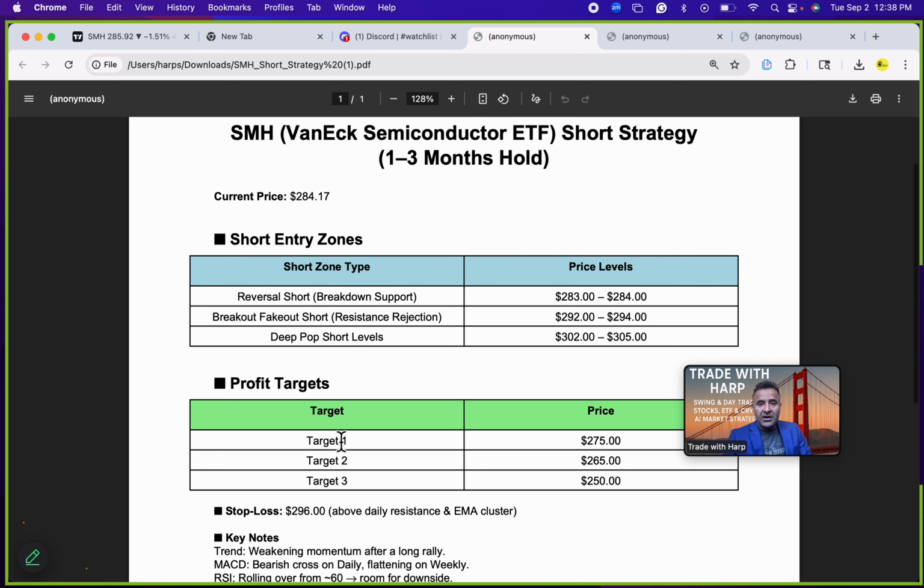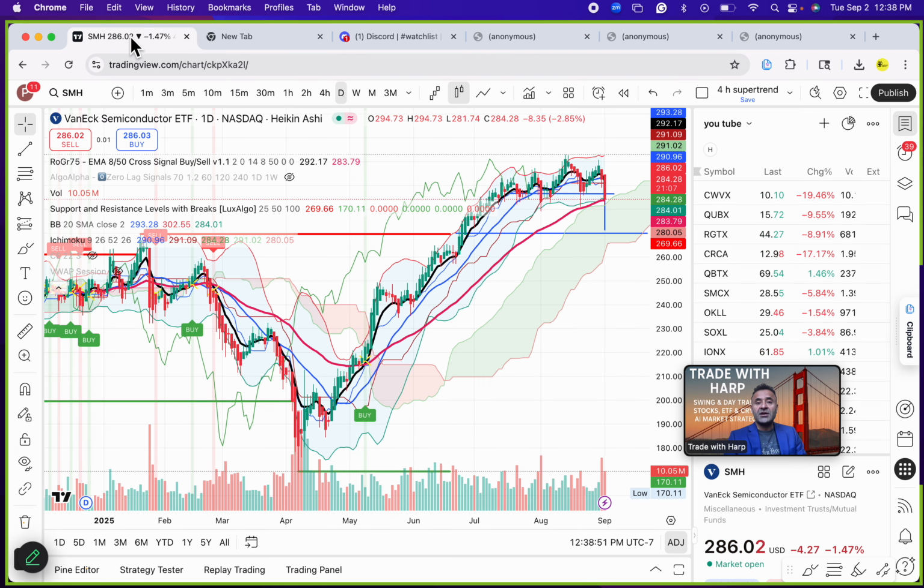Whatever I explained here, I already explained to you. This is my strategy, this is my discipline, and this is my chart analysis. So I'm looking for an entry here. If I will not short here, I just buy here. 270, this is a major support level, and 250.